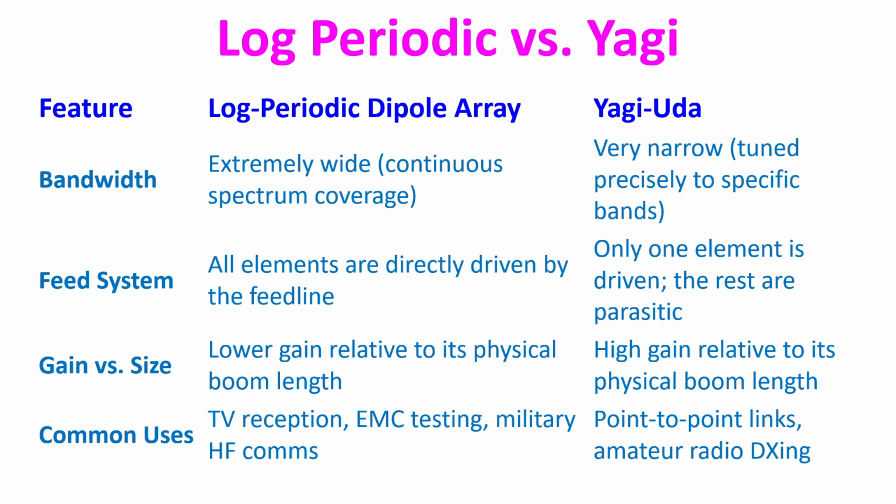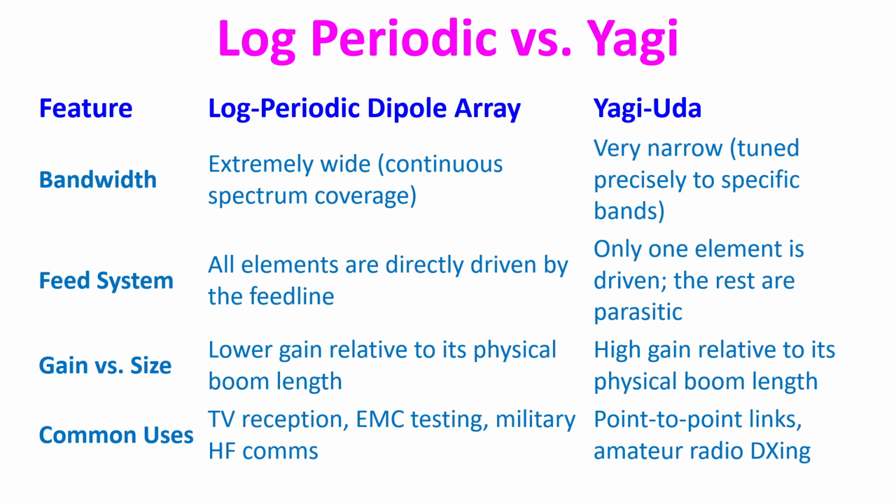Feed system. All elements are directly driven by the feed line in the case of the log periodic dipole array. In the Yagi-Uda antenna, only one element is driven, the rest are parasitic. Gain versus size. For the log periodic dipole array, lower gain relative to its physical boom length, while the Yagi-Uda antenna has high gain relative to its physical boom length.